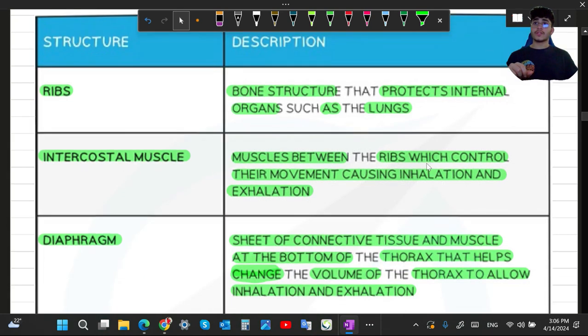Respiratory organ summary. So let's take a quick definition for each organ, the structure and its description. Ribs: a bony structure that protects internal organs such as the lungs. Yes, because the ribs are the structure below the intercostal muscles surrounding the lungs, and they protect the internal organs in the lungs. Intercostal muscles are muscles between the ribs which control their movement, causing inhalation and exhalation.